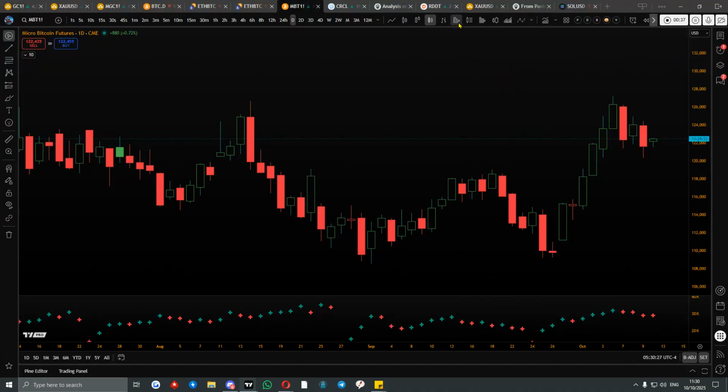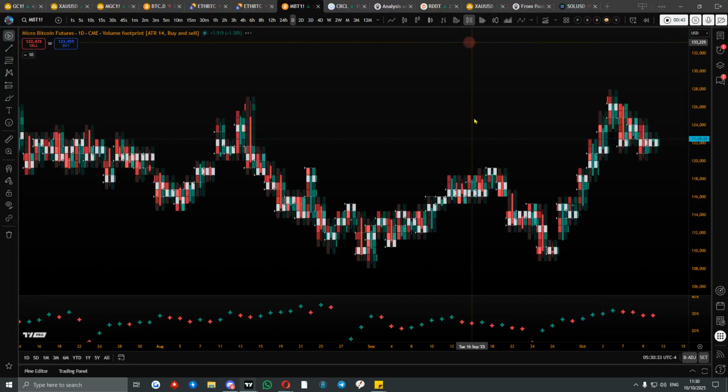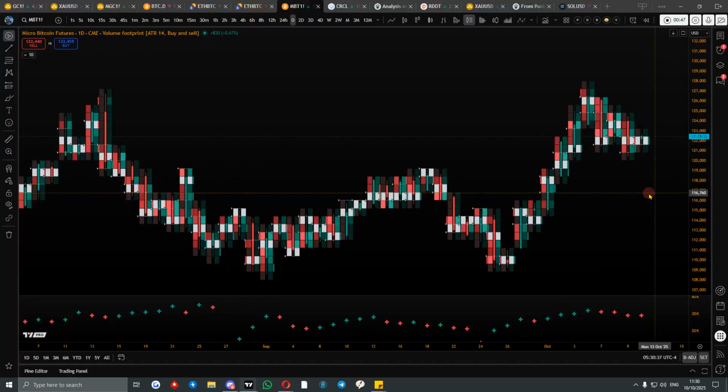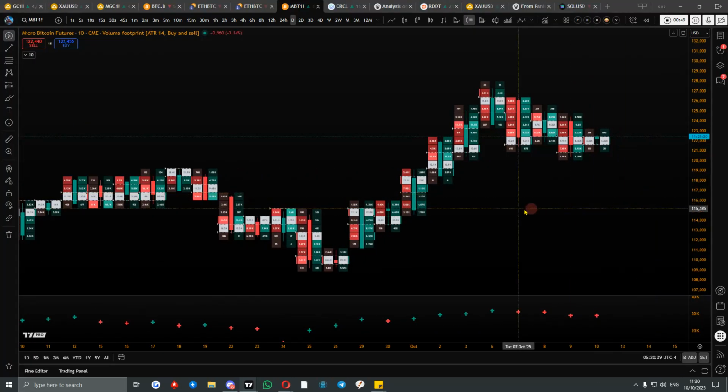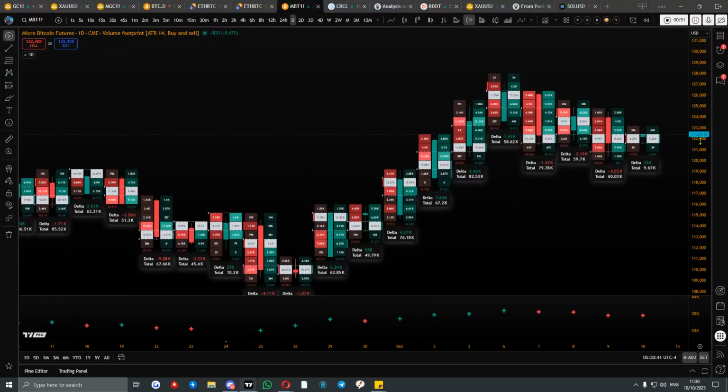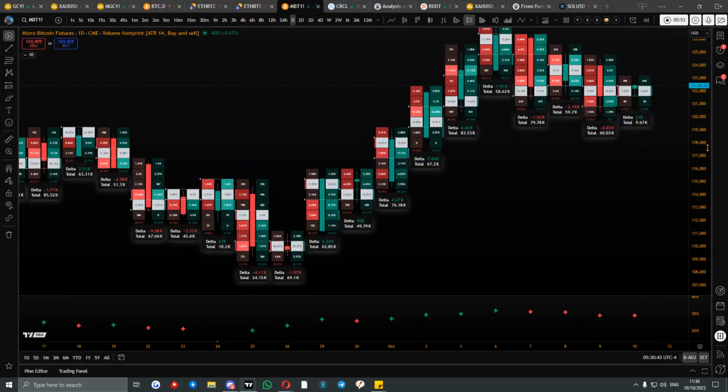So we go up here on TradingView and you can see the different types that we have up here, and we're going to go to volume footprint, click that one, and it will look something like this. And as you open that up with your mouse, it's going to reveal all of these numbers. So this is what we're going to talk about today.